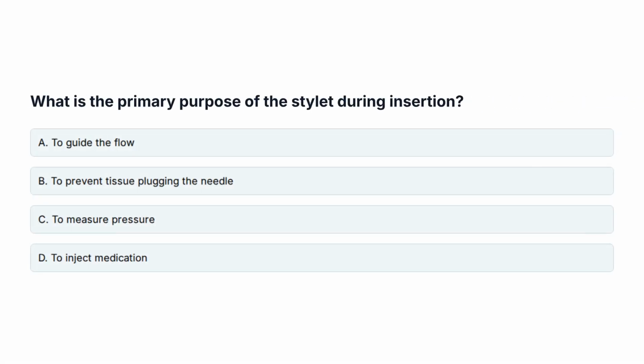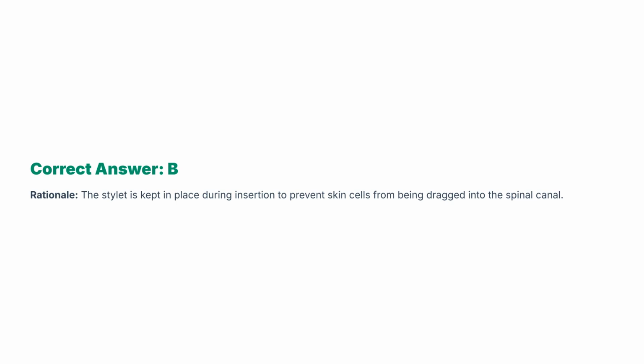What is the primary purpose of the stylet during the needle insertion phase of a lumbar puncture? The correct answer is B. The stylet is kept in place to prevent epidermal tissue from being dragged into the spinal canal during insertion, which could potentially cause epidermoid tumors.